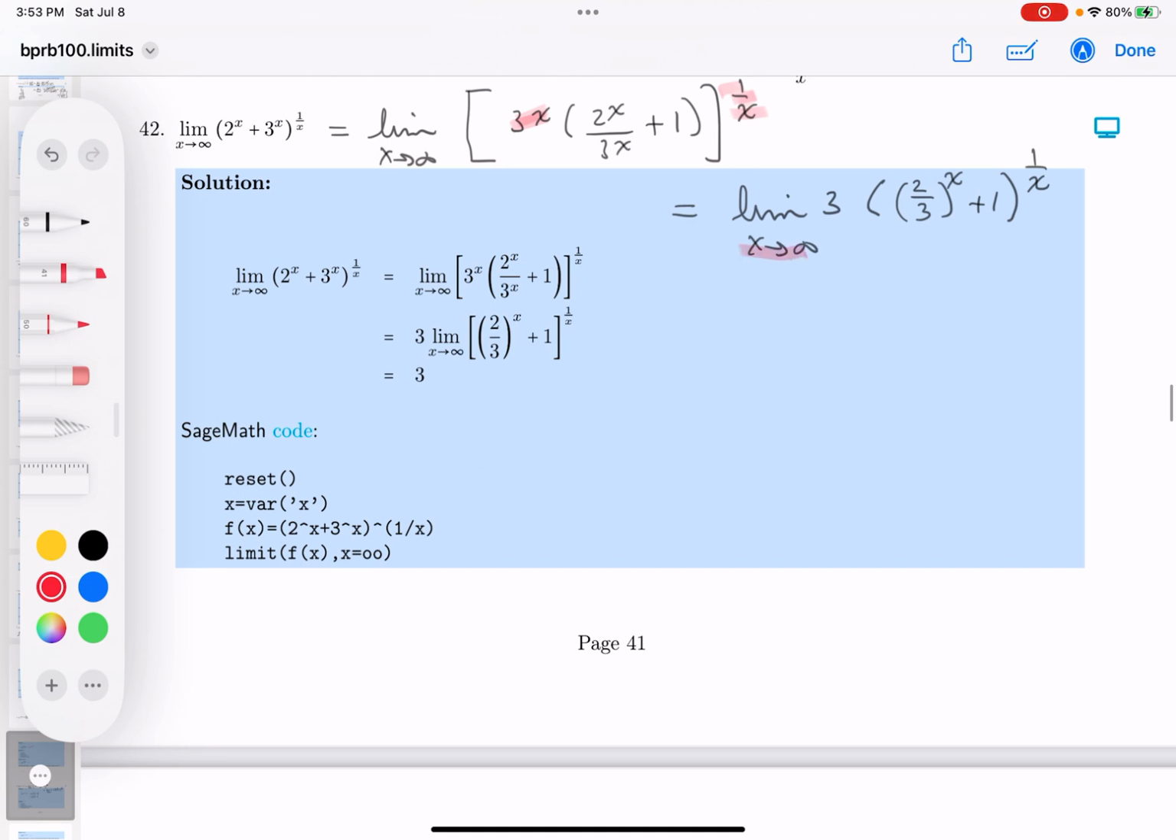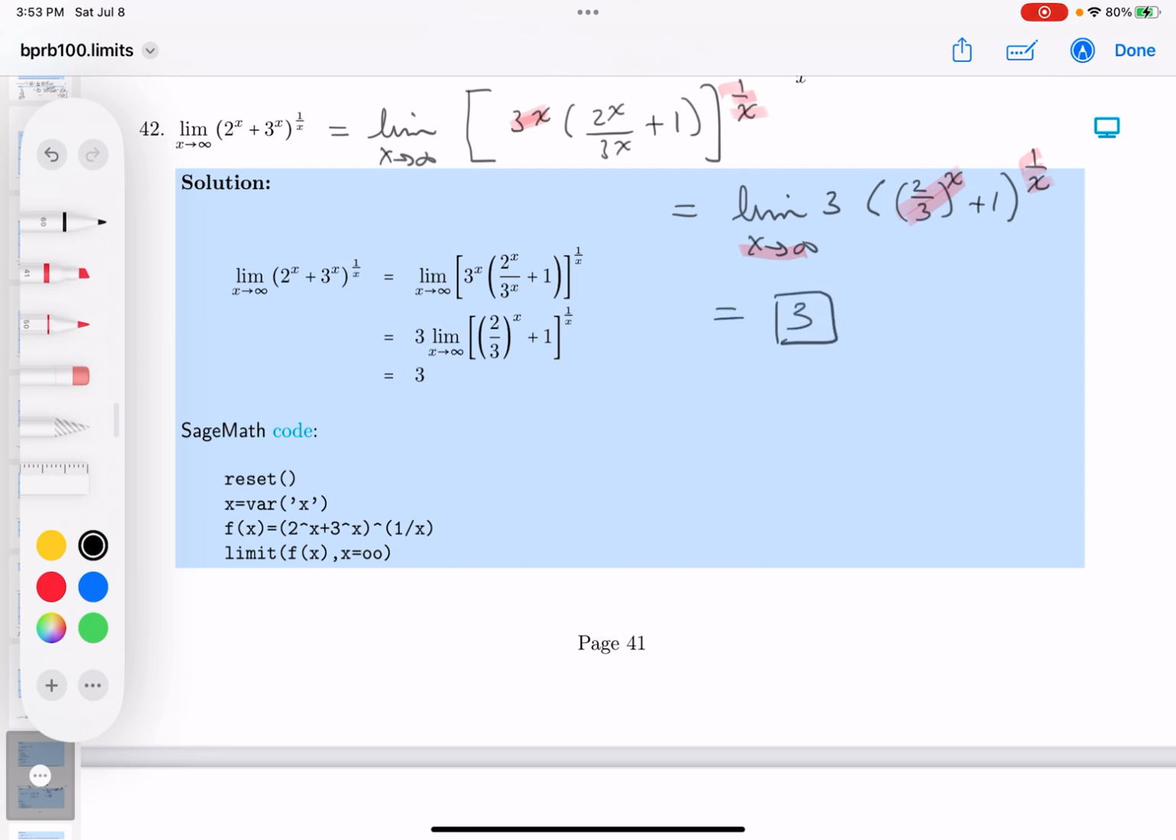As x goes to infinity, this goes towards 0. And this goes towards 0. So what am I going to get? I'm going to get some finite number on the inside, 1 point something, to the 0, which is just 1. So this limit, quite simple. It's just simply 3.